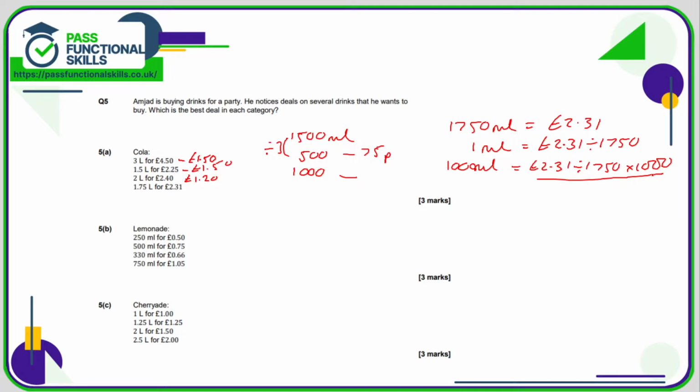0.00, it's tiny, isn't it? But when you multiply it by 1,000, you don't even need to look at that number, and then you get the sensible answer, which is £1.32. So we can see that the 2 litre for £2.40 is by far the best deal here.